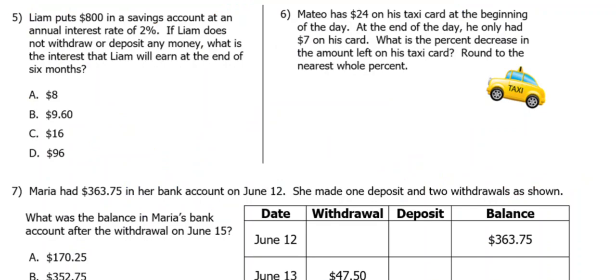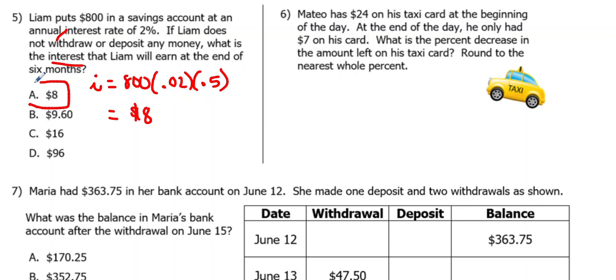All right, number 5, Liam puts $800 in a savings account. Okay, he has an interest rate of 2%, and he's only going to leave it there for 6 months. This question is just asking you for how much interest, so you don't have to do anything after you multiply it out. So interest is principal times rate, which is 0.02, times time. 6 months is only half of a year, so I did 0.5. If I multiply all this together, we get $8. So he made $8.